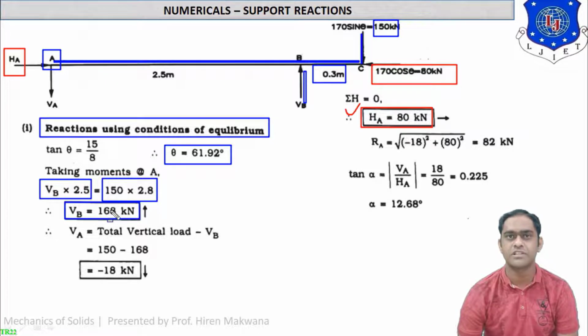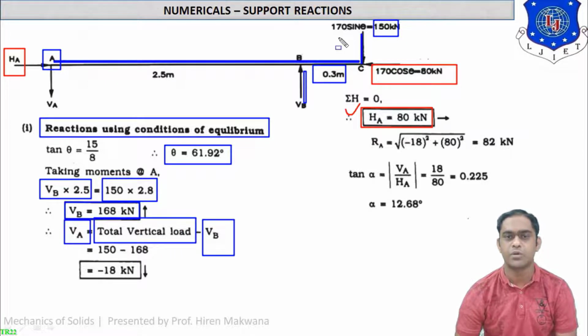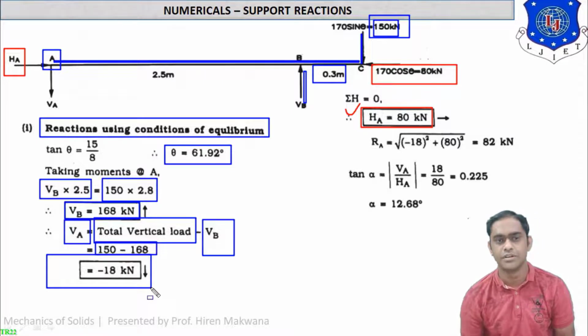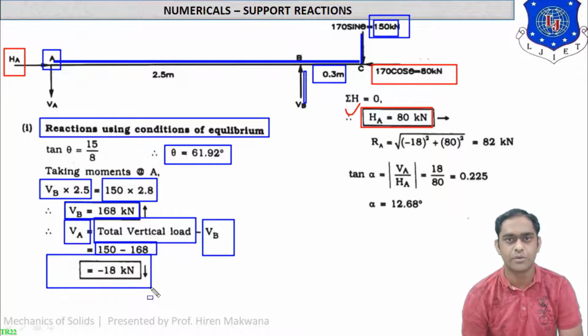Now what is our conventional method? VA and VB, two forces are there. So if we have to find another reaction VA, then we have to subtract VB, means the final reaction, from the total vertical load. Now what is the total vertical load? It is 150 kilonewton, you can see over here. So subtract 150 minus 168, as we have found VB is equal to 168. So the answer will be a negative value, VA will be minus 18 kilonewton. So hence VA is going down.